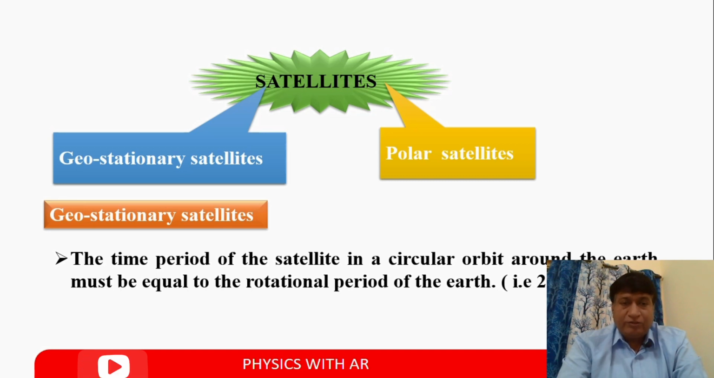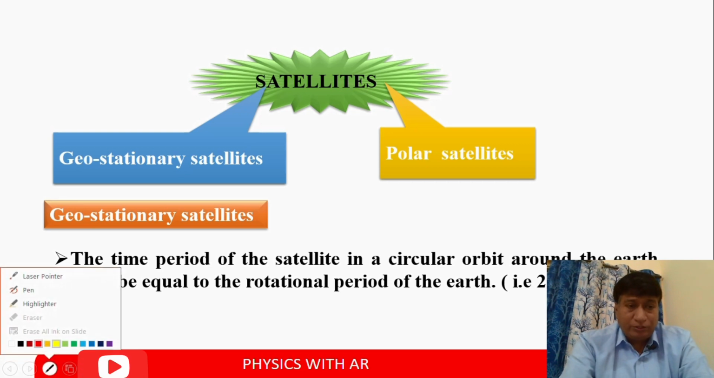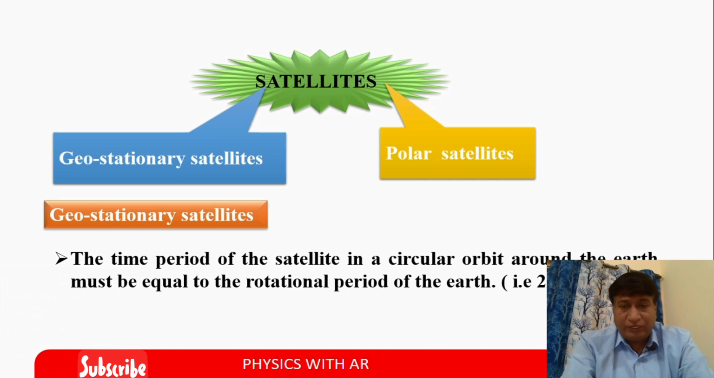the time period of a satellite in a circular orbit around the Earth must be equal to the rotational period of Earth. So we know the rotational period of Earth is taken as 1 day, which is nothing but 24 hours.